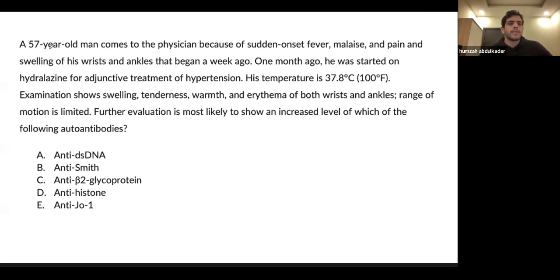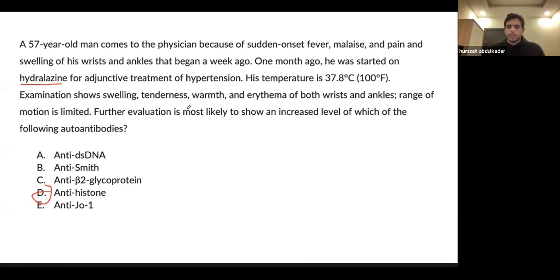Okay. A 57-year-old man comes to the physician with sudden onset fever, malaise, and pain and swelling of the wrists and ankles that began a week ago. 1 month ago, he was started on hydralazine for adjunctive treatment of hypertension. Okay, it seems like people already know. So this is drug-induced lupus, which means the answer here would be D.